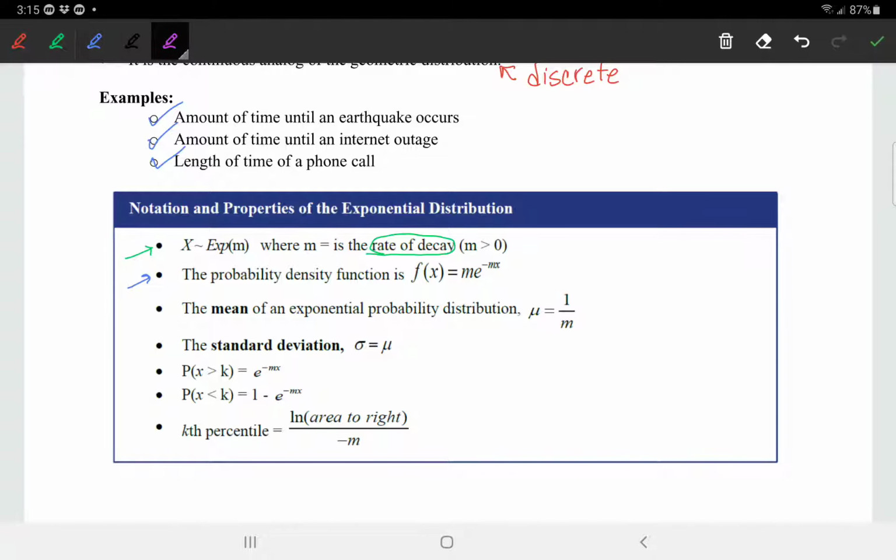Finding the mean of this distribution will be very easy. Mu will be equal to 1 over the rate of decay. And the standard deviation is also very easy because the standard deviation is equal to the mean.